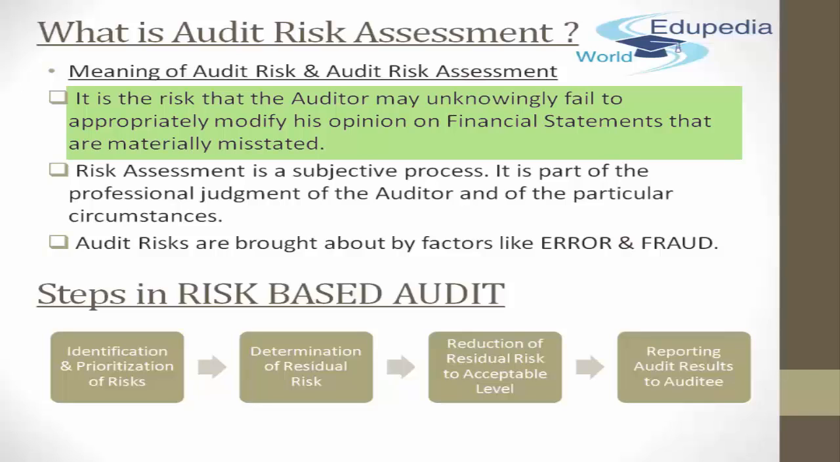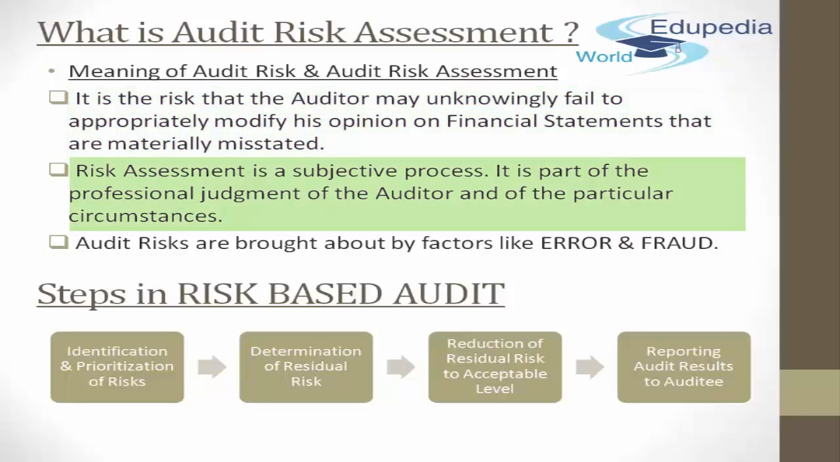Okay. Now, what about risk assessment? So risk assessment is a very subjective kind of process. It is a part of the professional judgment of the auditor and of the particular circumstances. So this is particularly the risk assessment. How you are going to find out the risk, that's not an objective type of thing. So it depends entirely on varied and diversified businesses. One business may have some kind of specific risk assessment, while another business, you'll have to apply some kind of different risk assessment to that business.